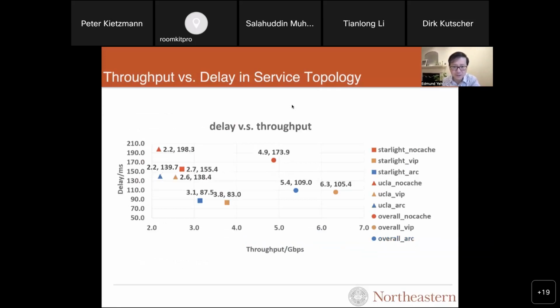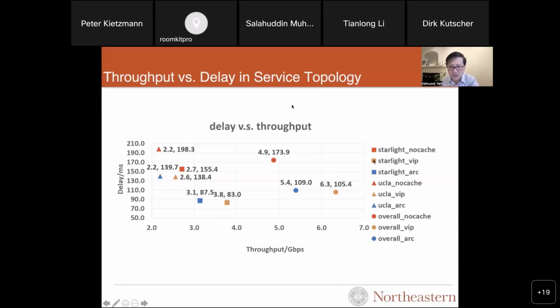And we can see here are the results. We have plotted the throughput in gigabits per second versus delay in milliseconds. And the delay is averaged over all requests at the consumers, and the packet delay is measured from the time that the request is submitted until the fulfillment time, averaged over all packets.